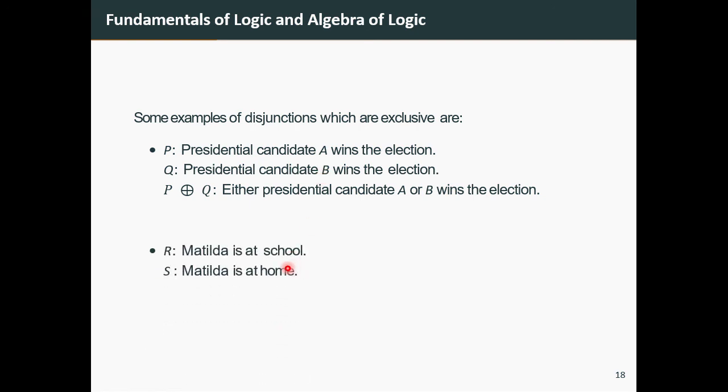For our next example, the proposition R is Matilda is at school. The proposition S is Matilda is at home. The disjunction is either Matilda is at school or at home. So notice that the statements Matilda is at school and Matilda is at home cannot be simultaneously true. Unless, of course, Matilda's school is also her home. This ends the discussion on disjunctions.